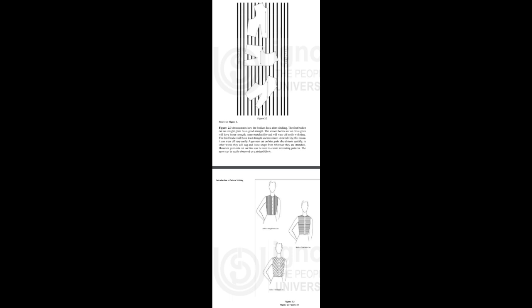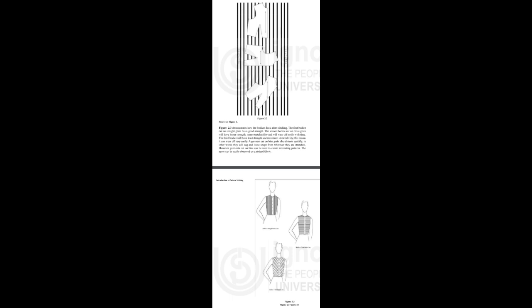Look at the screen. Figure 2.2. Figure 2.3 demonstrates how the bodices look after stitching. The first bodice cut on straight grain has a good strength. The second bodice cut on cross grain will have lesser strength, some stretchability and will wear off easily with time. The third bodice will have least strength and maximum stretchability. This means it can wear off very easily.